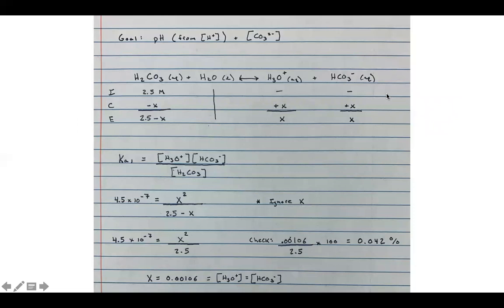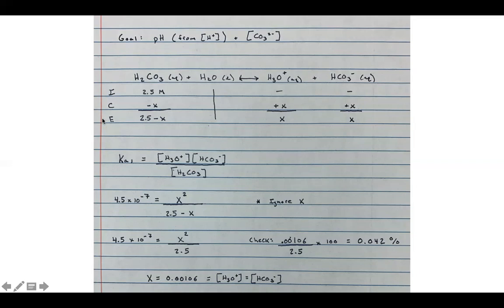Okay, and so what we're going to do is you're always going to start with that first equilibrium, right? So we're going to focus first on our dissociation of carbonic acid into bicarbonate and hydronium. So I'm going to just write my equation. I'm going to react carbonic acid with water, because stylistically, that's how I always do it. And when we do that reaction, we'll get hydronium and bicarbonate.